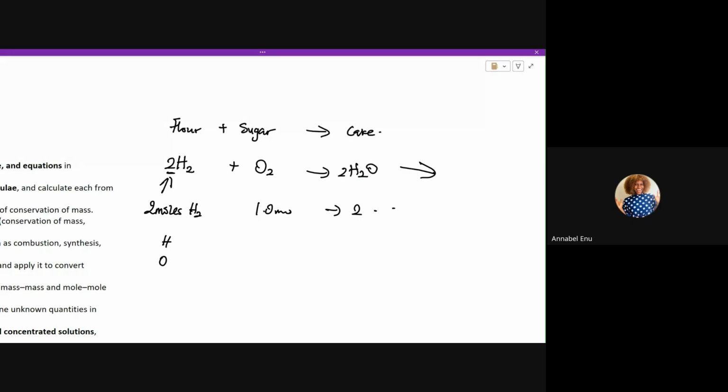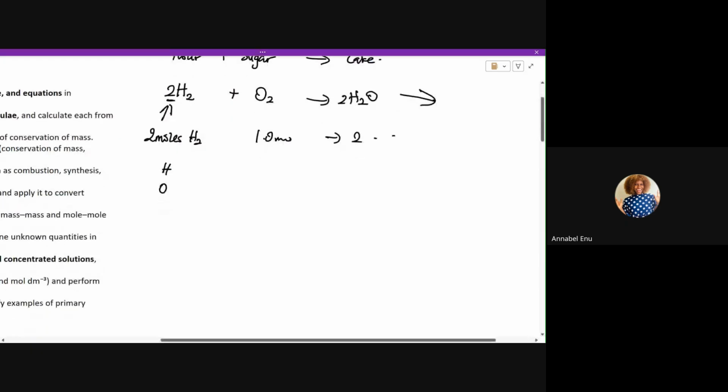It's the same thing as having an equation and being able to balance it, such that if you're having 4 hydrogen altogether in the reactant, it must be 4 in the product. Or if you're having 2 oxygen in the reactant, it must be 2 also in the product. That is, the total mass in the reactant is conserved in the product.